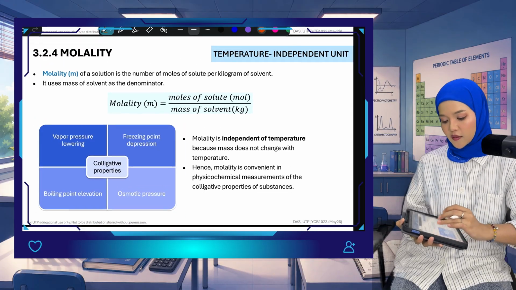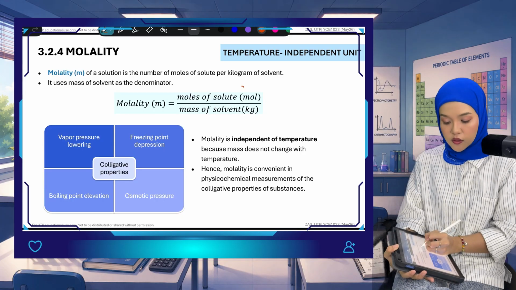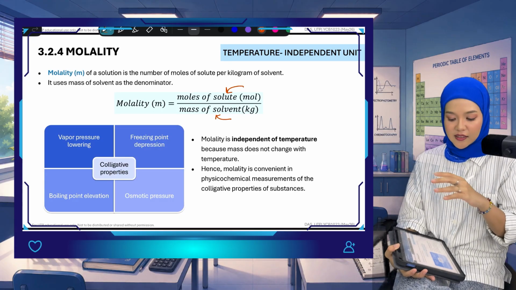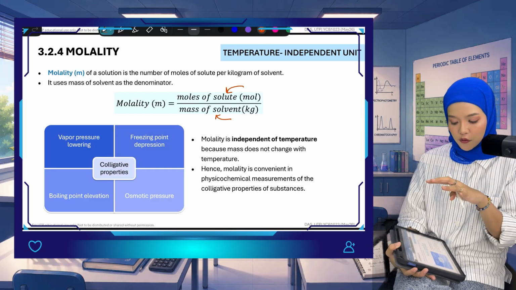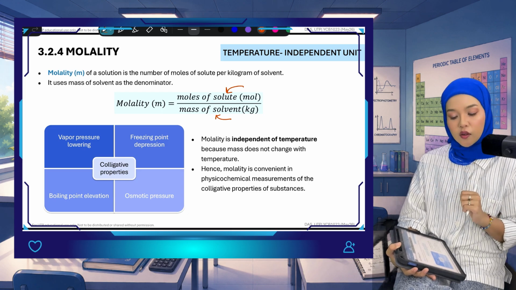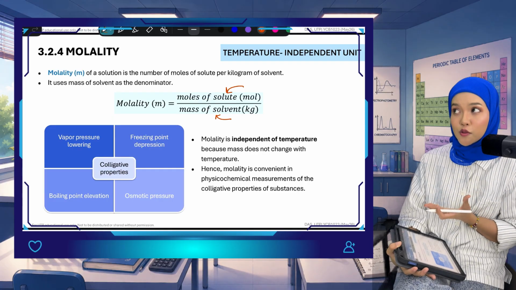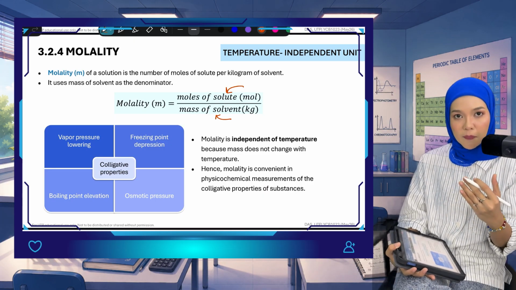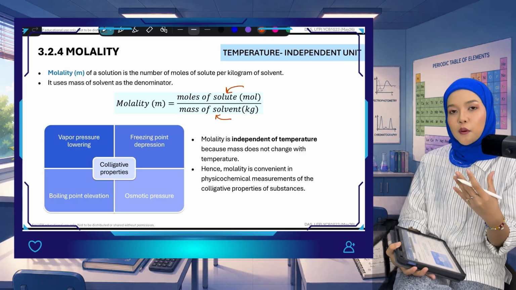Next one, molality. Molality is the mole of solute divided by the mass of solvent in kilogram. Just like molarity, which is mole of solute divided by liter of solution, but this one you divide by the mass of solvent. So why do we need molality? Is it just to confuse you? Of course not. Molality is independent of temperature, so it is very useful when we talk about colligative properties.